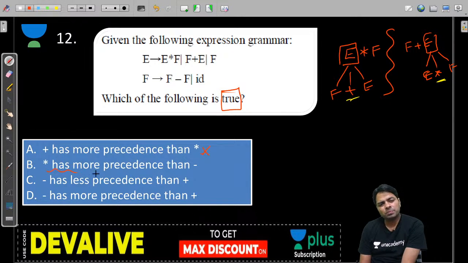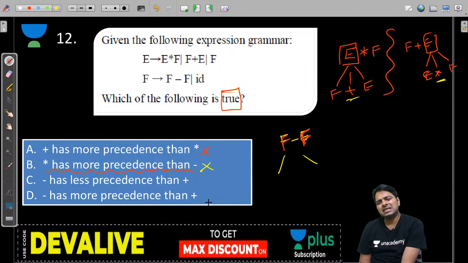What about star has more precedence than minus? You have to look at it and go to the minus, because whoever has less, go there. Can you get a star from here? Can you get star from, sorry, F minus F, right? Sorry guys, F minus F. Can you get star from here? Impossible, right? This is also wrong.